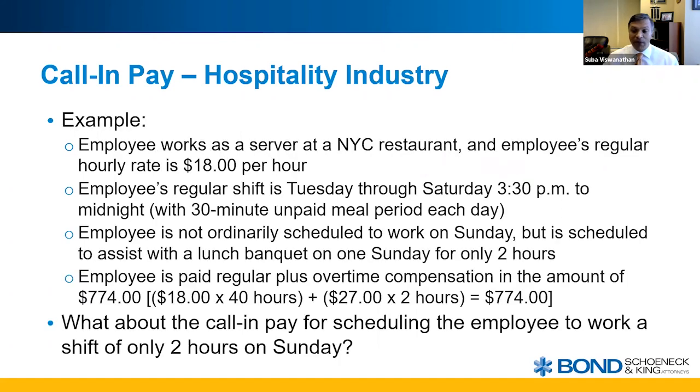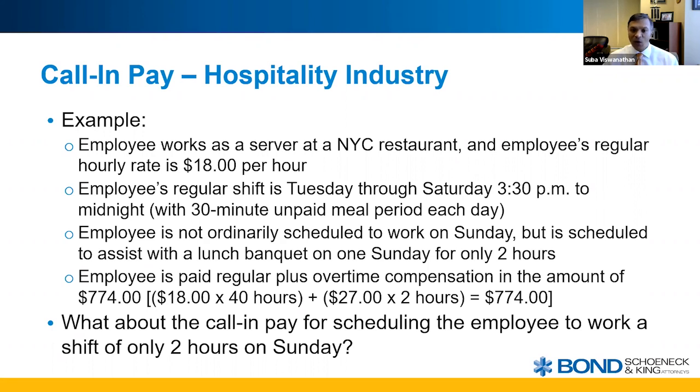So here's an example that's parallel to our miscellaneous industries example, but you can see that there's going to be a different result. Suppose an employee works as a server at a New York City restaurant, and the employee's regular hourly rate is $18 per hour. I'm not including any sort of tip credit in this example because I want to make it consistent with the miscellaneous industries example. The employee's regular shift is Tuesday through Saturday, 3:30 to midnight, with a 30-minute unpaid meal period. So we have a regular 40-hour work week.